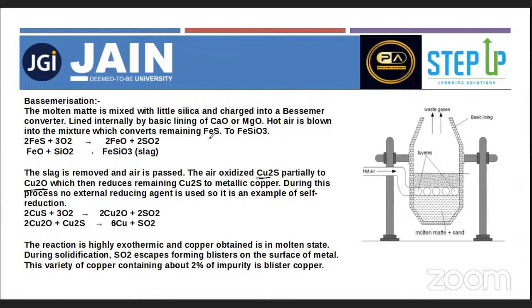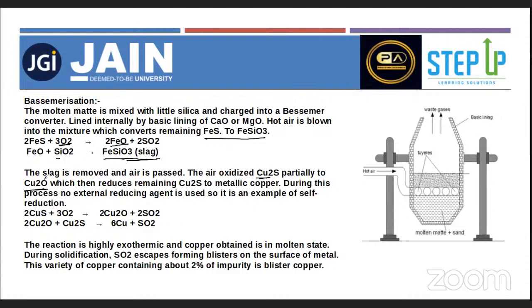Okay, now what we are doing: FeS is being oxidized. First, the oxidation of FeS happens. It is oxidized to FeO. Wherever there is addition of oxygen, that is oxidation. So here oxidation happens and it forms 2FeO. After that, FeO plus SiO2 forms FeSiO3, which is again ferrous silicate. So this is in the form of slag.